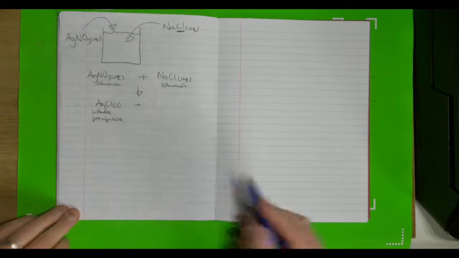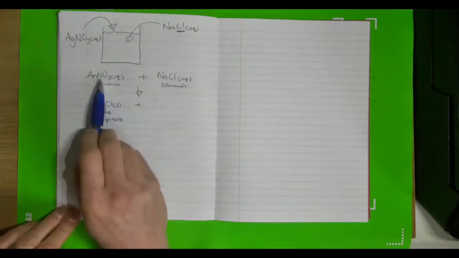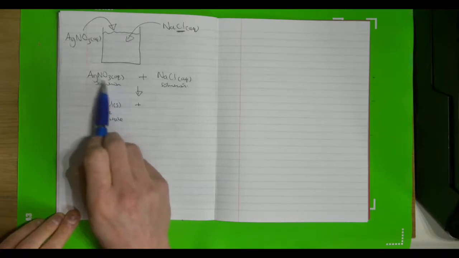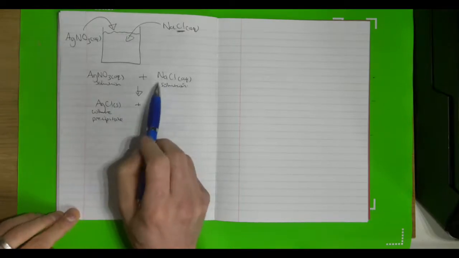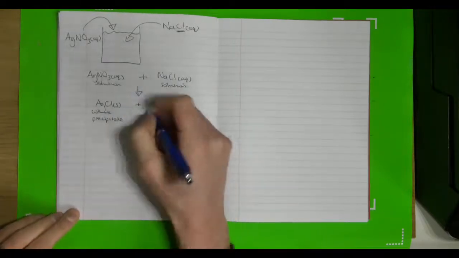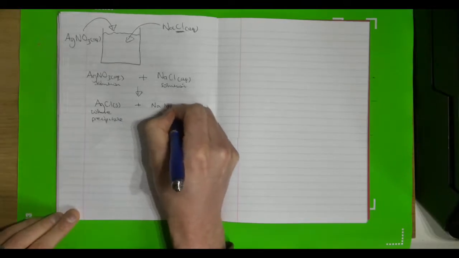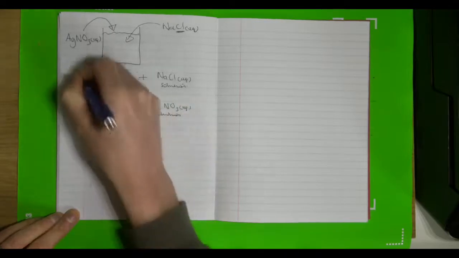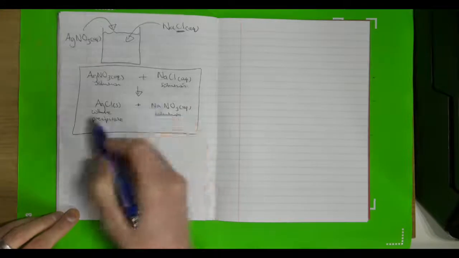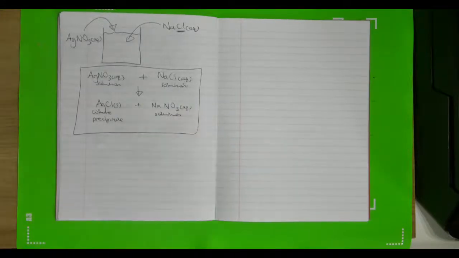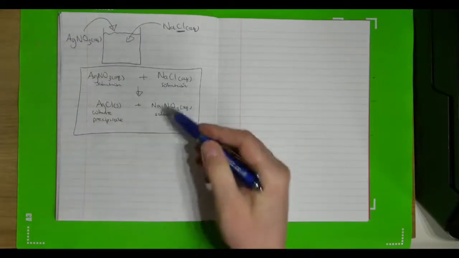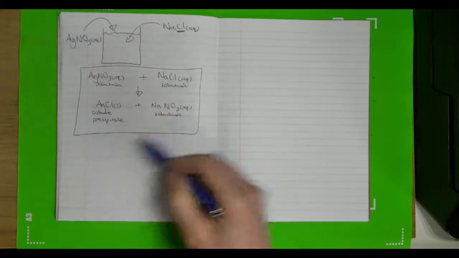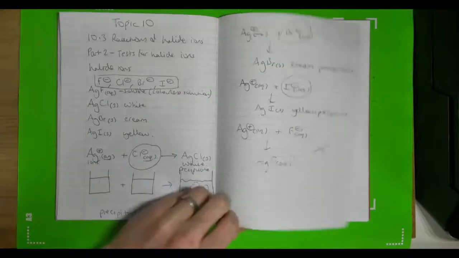Let's have a look at the ions which are left. So I've got the nitrate ion and the sodium ion. So it's going to make sodium nitrate. And that will be a solution. That will be the overall equation for this reaction. And that will be a test for chloride ions in sodium chloride. Let's now try and convert this to an ionic equation. And hopefully we can get back to that point there.